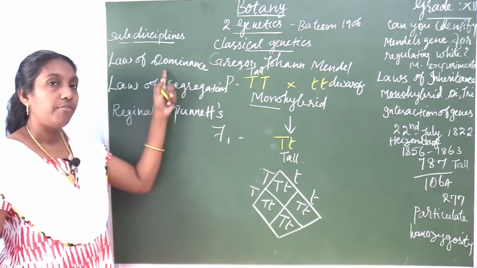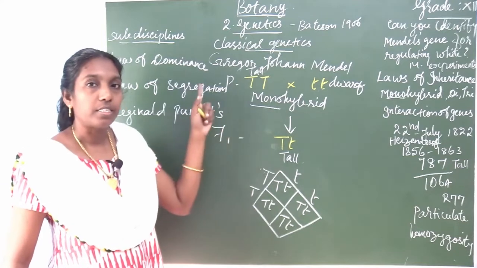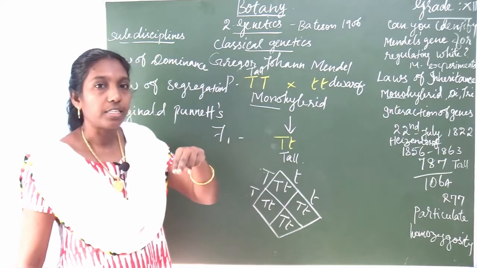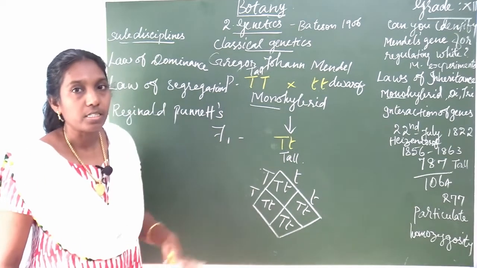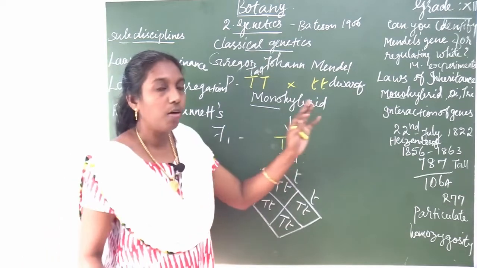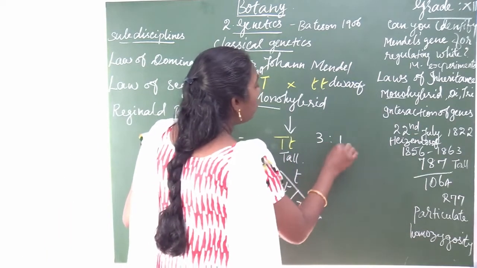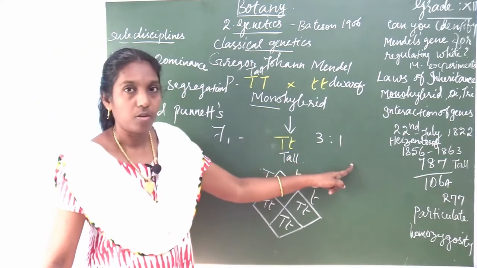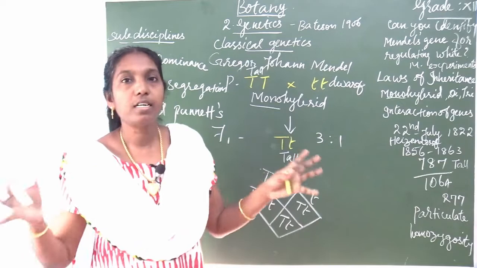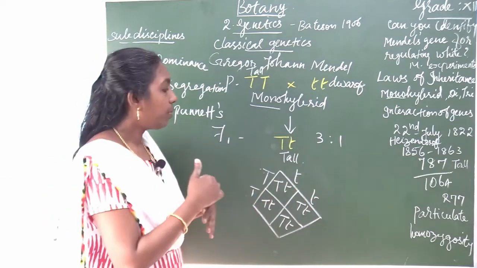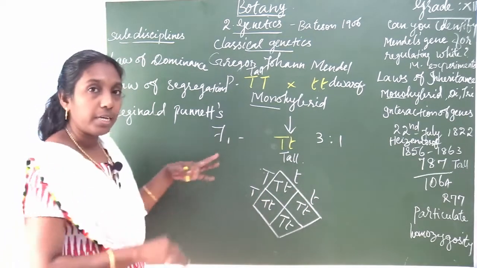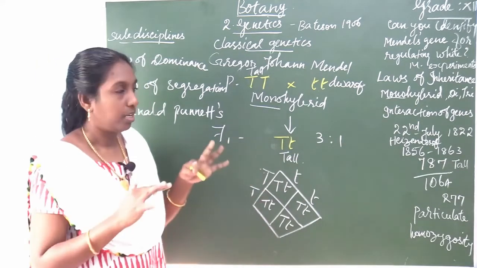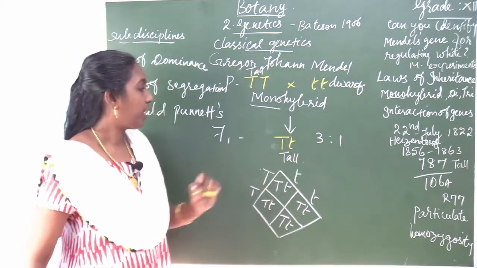So, in the law of dominance, in the first filial generation, one character is expressed, and in the second filial generation, both the characters are expressed, that means tall and dwarf in the ratio 3:1. So, the monohybrid phenotypic ratio is 3:1. What is meant by phenotypic? The observable characters. The genetic representation is called the genotypic ratio. This is the observable expression, the phenotypic ratio.